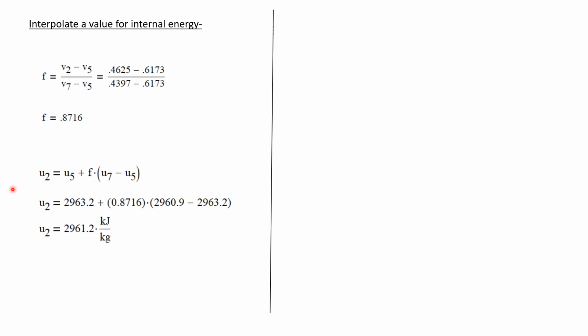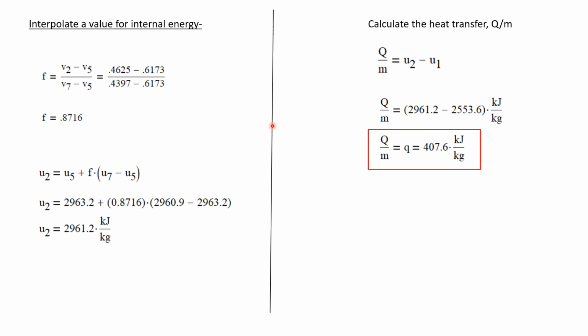So now we can write our interpolation expression where we say U2 is the internal energy at 5 bar plus this fractional value f times the internal energy at 7 bar minus the internal energy at 5 bar. And I put those values in and we get U2 as 2961.2 kilojoules per kilogram.